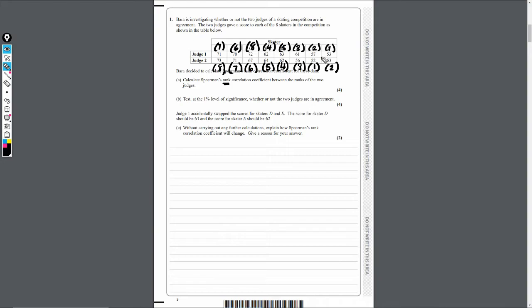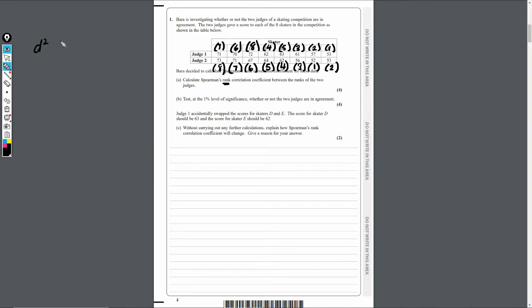Now what we need to do is work out d squared. To work out d squared, you've got to look at the ranks for each score. So this is 7, this is 8. All you do is subtract and then square the value. It doesn't matter which way you subtract, whether you do judge 2 minus judge 1 or judge 1 minus judge 2, because you square the d, it'll always be positive. I'm just going to do judge 1 minus judge 2, but like I said, it does not matter. So 7 minus 8 would give me minus 1, and then square it, I get 1.